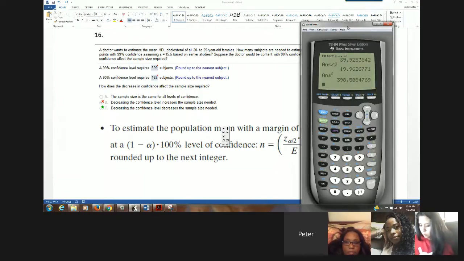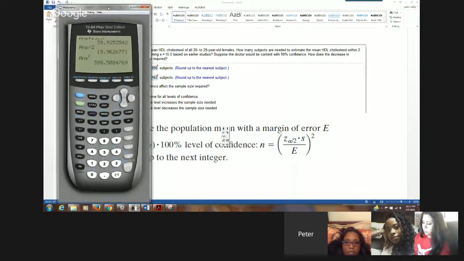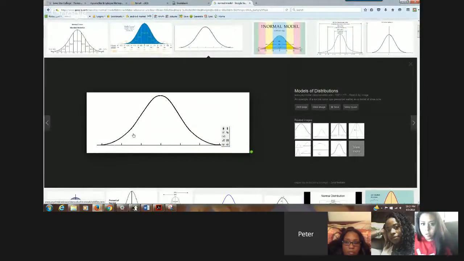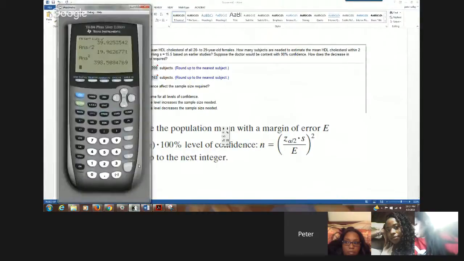Then to do the 90% confidence, I'm going to repeat this process. I'm going to go back to my picture here. I'm looking at the middle 90%, which means I've got 10% left for the tails. So I've got 10% between the two tails, and that means 5% is lower, 5% is upper. Because I want to know everything below that upper one, I'm going to do inverse norm. And I want 0.95, because the extra 5% comes from the lower tail I'm taking into account.